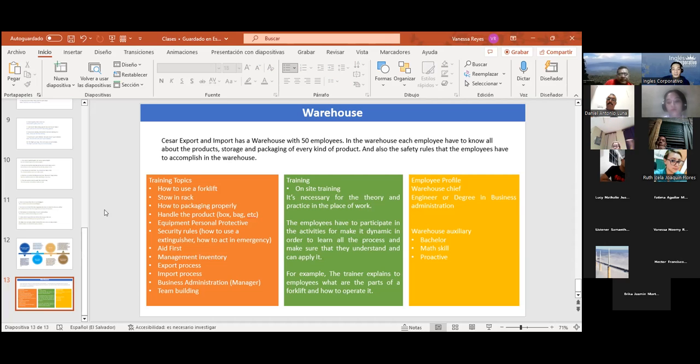Business administration. I'm wondering, maybe I got lost, but do I need such a high profile for the forklift operator? I mean, or is your intention for everybody to know how to operate a forklift? Yes, you're right. I think it's necessary for all the employees in the warehouse. So we said that we have 50 employees in all the warehouse because it's big. And some of them are engineers or have a degree in business administration. We have only one shift. I got you. So the chief is an engineer or has a degree. Okay. Thank you. It was really amazing, actually.